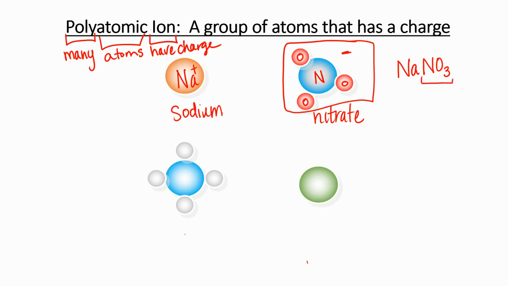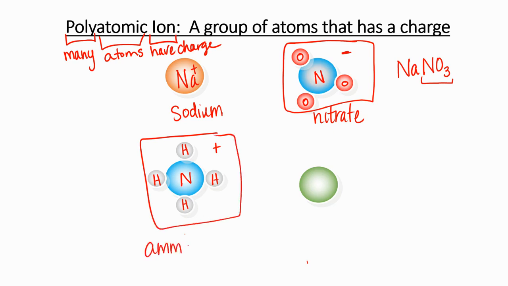What's another example? Well, we might have a nitrogen atom, this time surrounded by 4 hydrogens. And these 5 atoms all together could have a positive charge. And that polyatomic ion is called the ammonium ion. That is about the only positively charged polyatomic ion that we need to worry about for now.